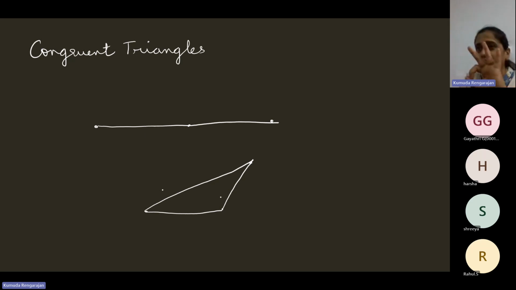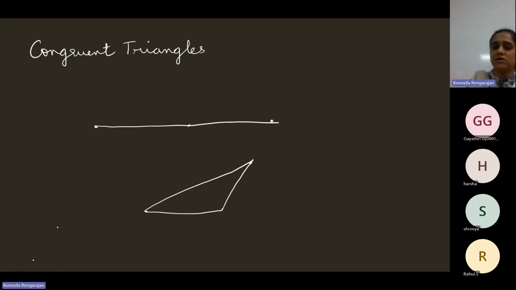If you have 3 points, when you connect them, they may form a straight line or a triangle. If the 3 points are collinear, it's a straight line. If they are not collinear, a triangle is formed. We know that a triangle has 6 parts, 3 angles and 3 sides.